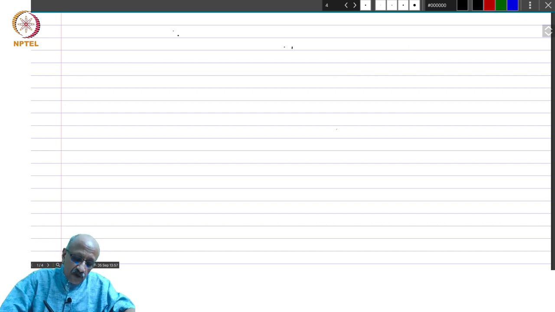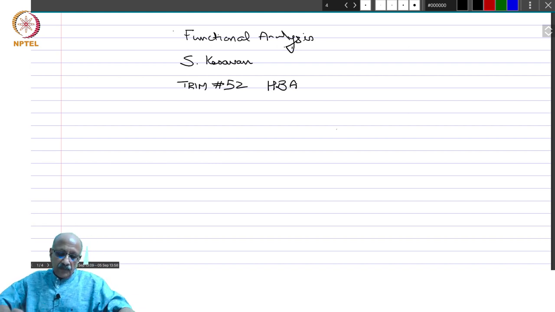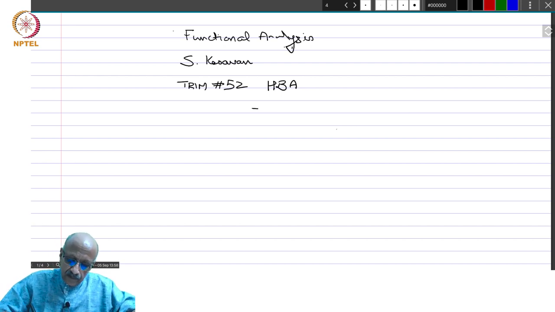I'll be following fairly faithfully the book Functional Analysis by myself, which appears in the TRIM series number 52 of the Hindustan Book Agency. So, this is the book which we will be following.